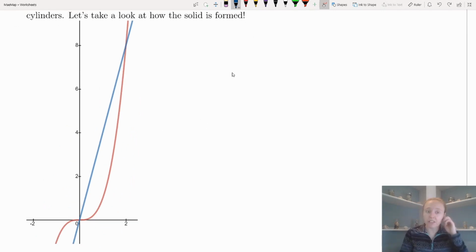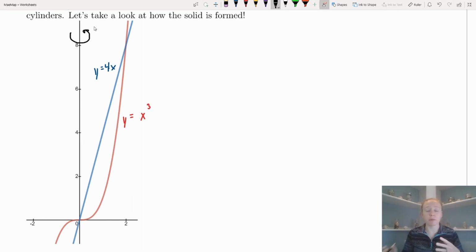In this graph on the left-hand side of my page, I have two separate functions. The blue line is y equals 4x, and the red line is y equals x cubed. We're going to talk about revolving this around the y-axis.